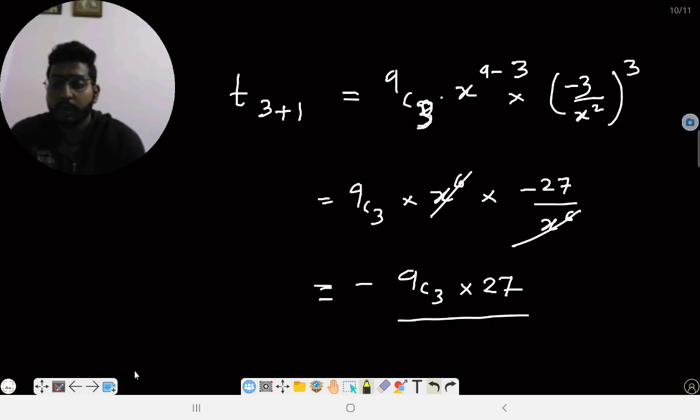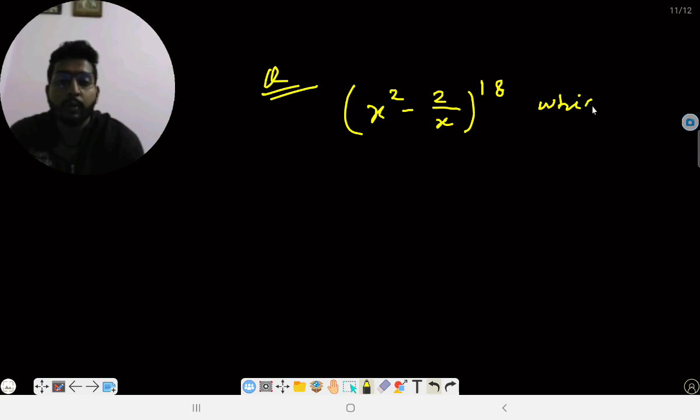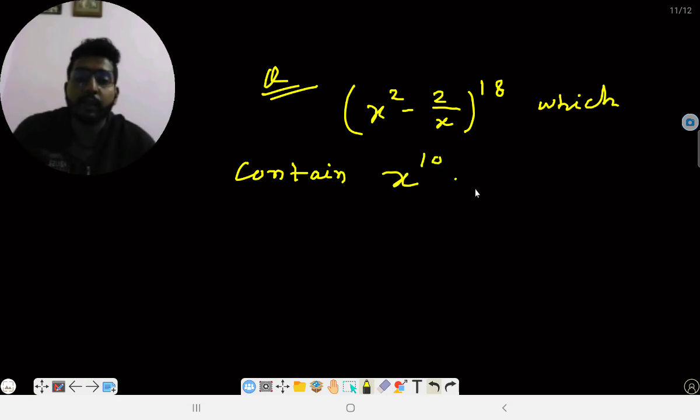Okay, suppose it is given like this, next question number 2. Find the term in x square minus 2 by x whole to the power 18 which contains x to the power 10. So it is given like this, find the term which contains x to the power 10 in this expansion. So this is similar to the independent term. So how to solve this?